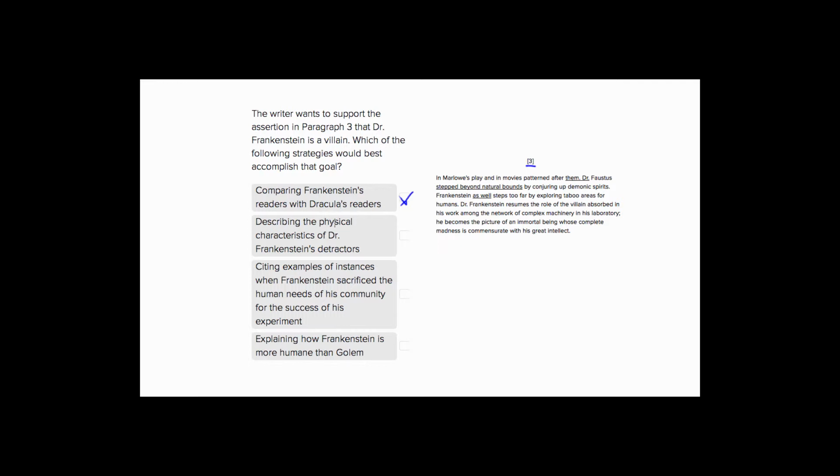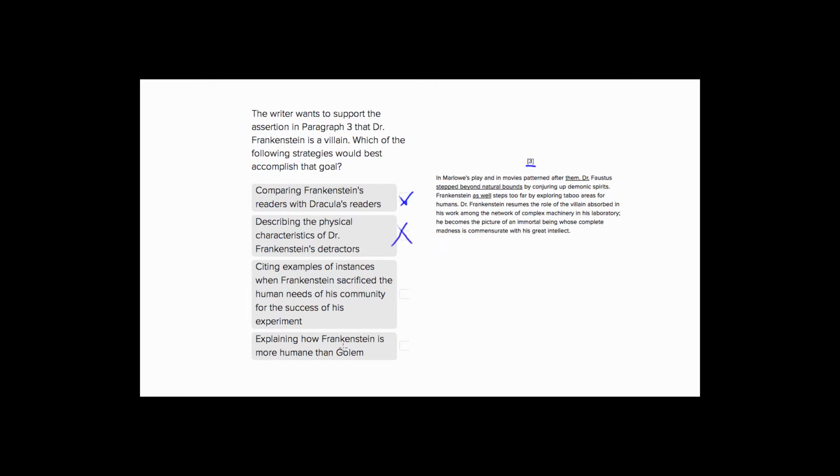Number 2, describing the physical characteristics of Dr. Frankenstein's detractors. So we're trying to say that he's a villain, and we don't care what the people calling him out for being a villain look like. We just want to know he's a villain and why is he a villain. So this is also going to be irrelevant.